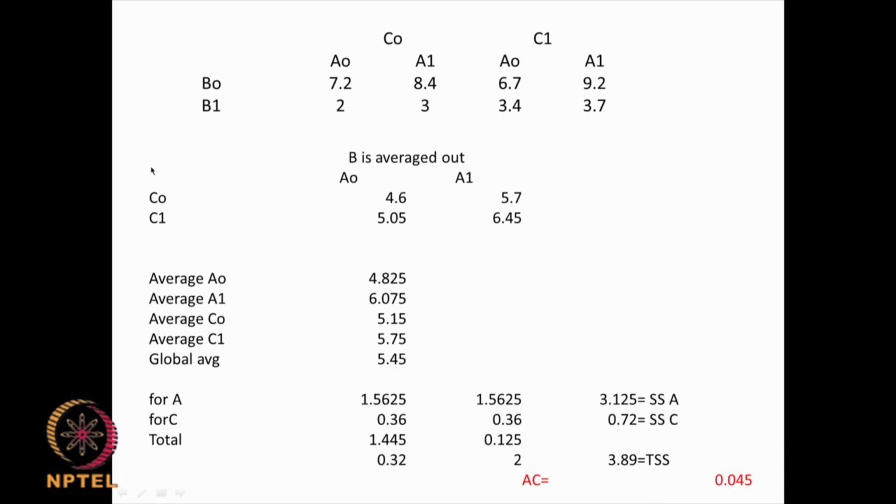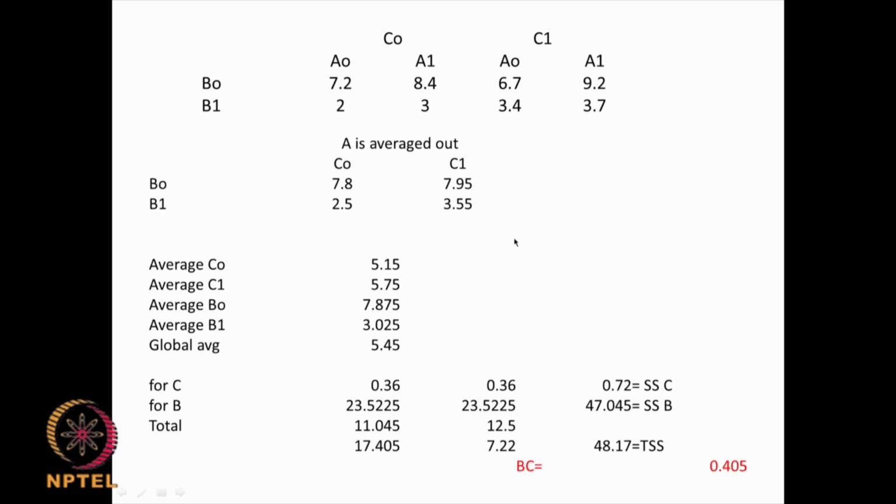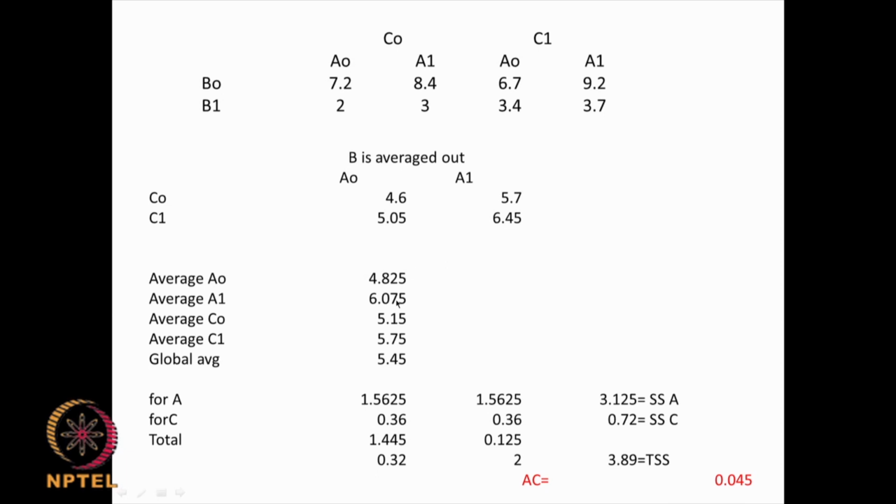So, we have a table for A0, A1 here and C0, C1, just like the previous one. Okay. So, again we can do the same thing, we can get the average of A0, that is this plus this by 2, average of A1, this plus this by 2, then average of C0, this plus this by 2, average of C1, this plus this by 2, then the global average will be the average of the entire lot, 5.45. Okay. Then now we can get the sum of squares, we can use this or we can take it from the original main effect table also.